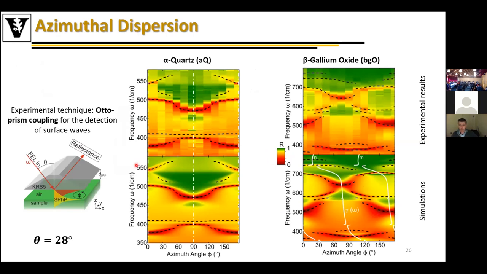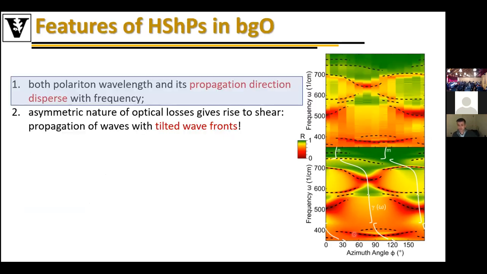We wanted to demonstrate this experimentally. So in collaboration with Alex Paarmann's group at Fritz Haber Institute, as well as Mathias Schubert at University of Nebraska-Lincoln and Andrea Liu and Tom Folland, we performed some Otto configuration measurements and then mapped out the azimuthal dependence of the polaritonic response. So this is for alpha quartz. You can see it's symmetric about 90 degrees as you'd anticipate. But again, because of these tilted wavefronts in this non-symmetric crystal structure, this falls apart and you do not get symmetric behavior within the dispersion when you rotate the crystal azimuthally about the incident angle. And so there's no mirror symmetry in that dispersion.